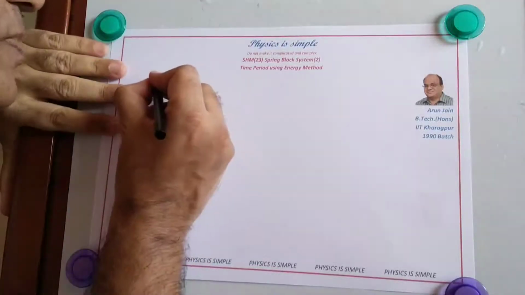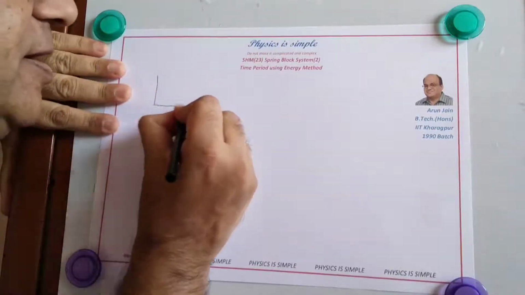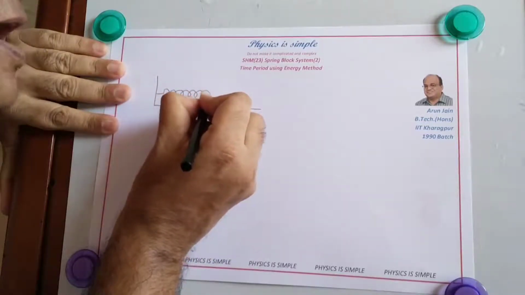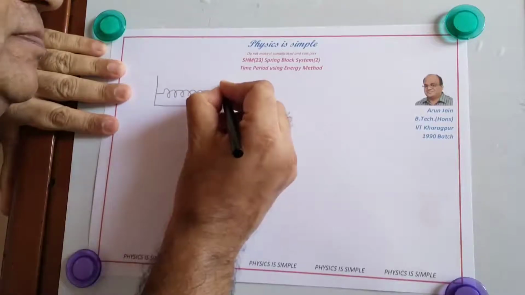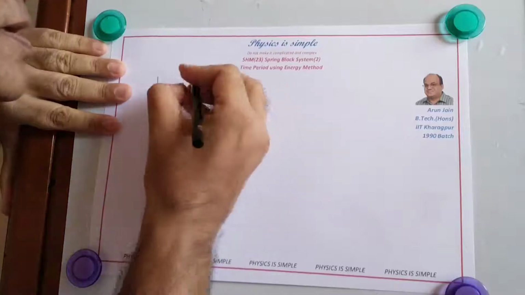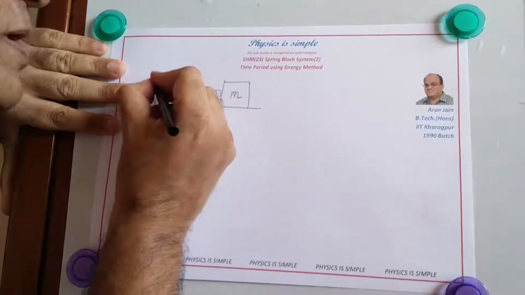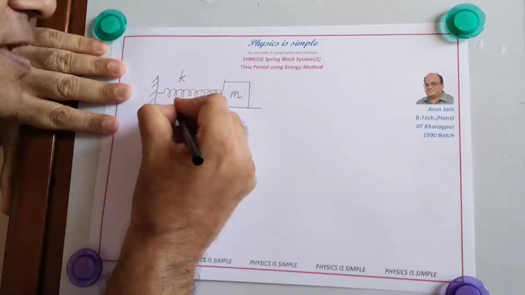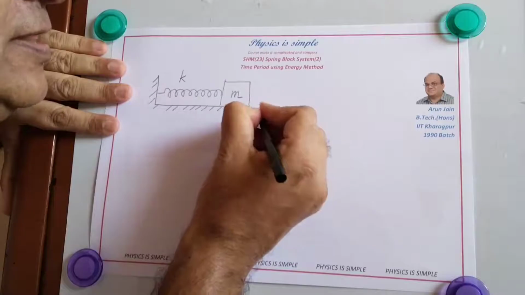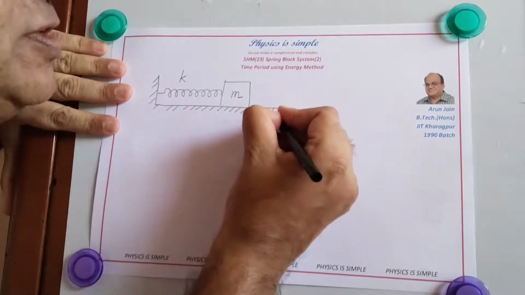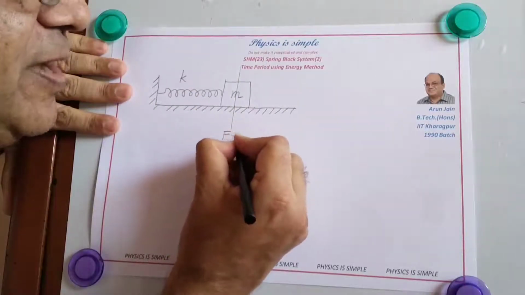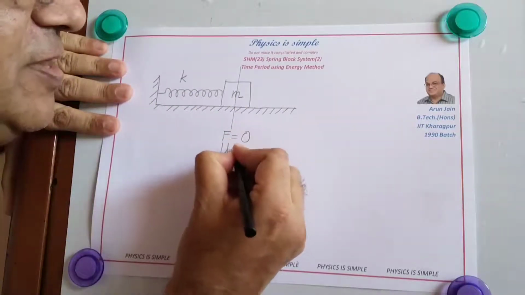In this lesson, we are going to find the time period of a spring block system by the energy method. So this is a block of mass m. This is a spring of spring constant k. At this position, the spring is in its natural length. Therefore, the force on the block is 0. So this becomes the stable equilibrium position or the mean position.